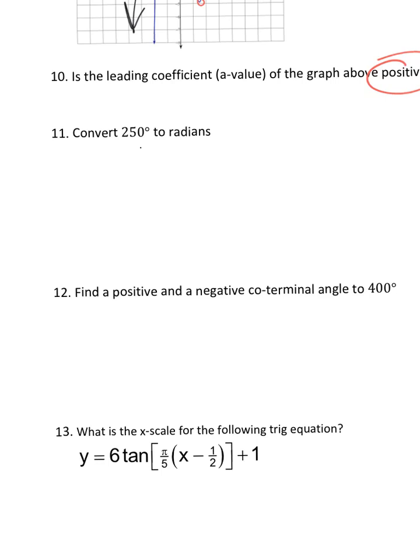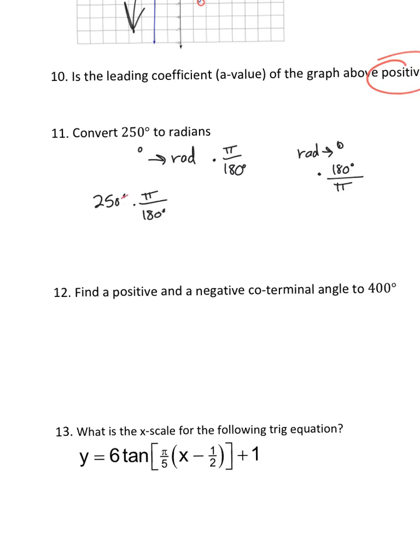If I'm going from degrees to radians, I'm going to multiply by pi over 180 degrees. If I was going from radians to degrees, I would need to multiply by 180 degrees over pi. But in this case, I'm going from degrees to radians. So I'm going to take my 250 degrees and I'm going to multiply it by pi over 180 degrees.